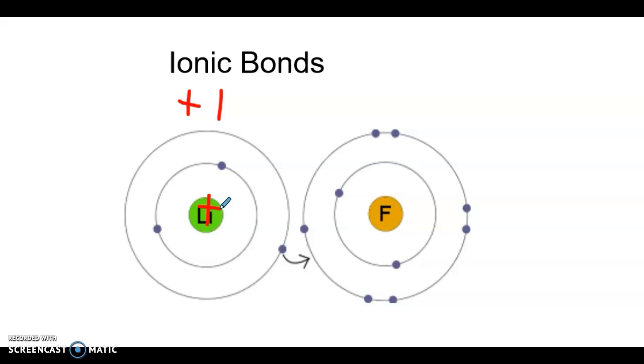And then fluorine takes an electron. So after it takes lithium's electron, now fluorine has an extra electron, and electrons are negative, so fluorine has a -1 charge. So my fluorine is negative, my lithium is positive, and as you've probably learned in previous science classes, opposites attract. So the positive and the negative will attract to one another, and that's what forms an ionic bond. So in order to form an ionic bond, you need a positive ion and a negative ion.